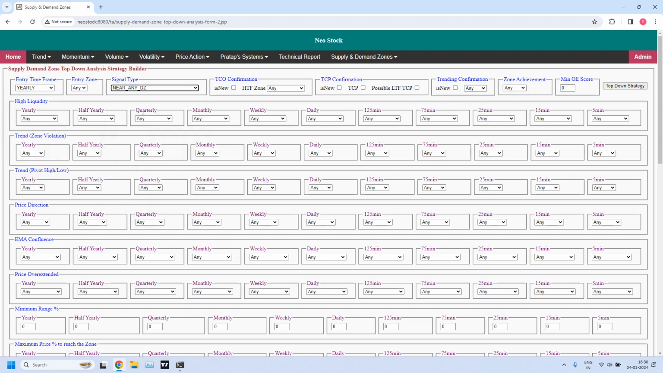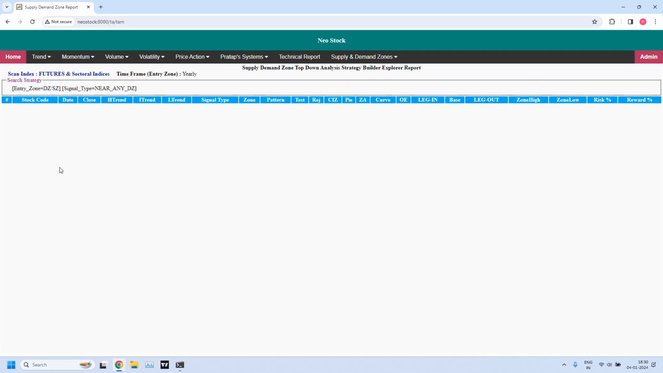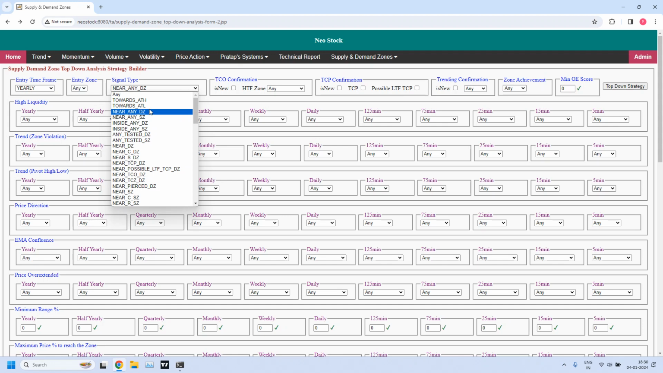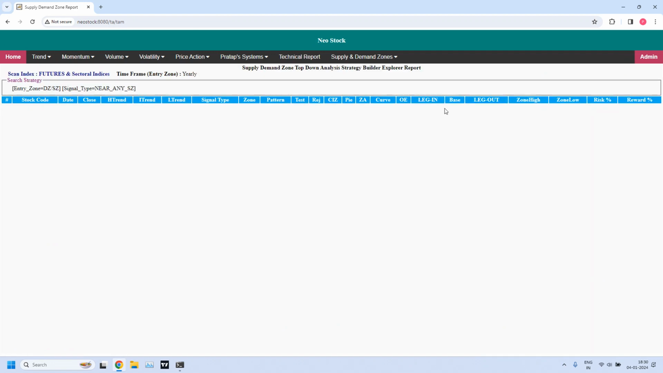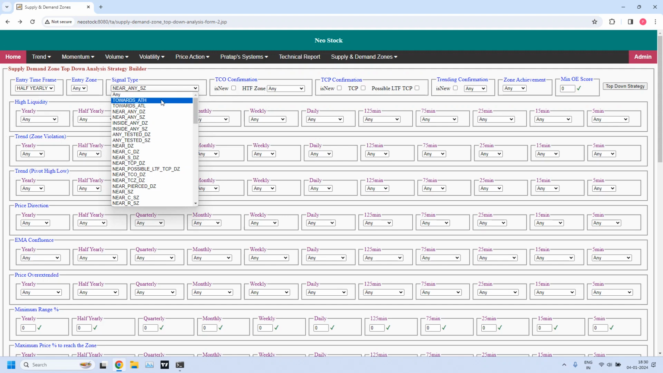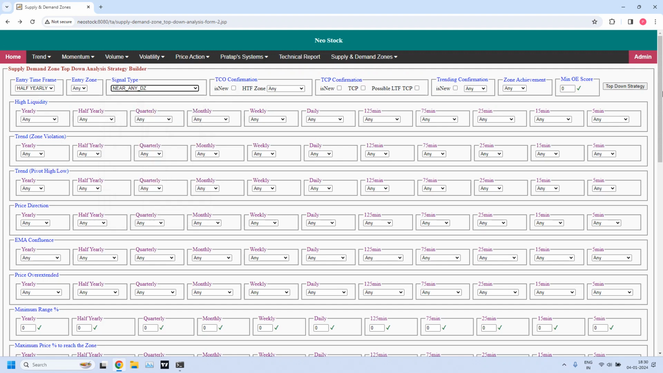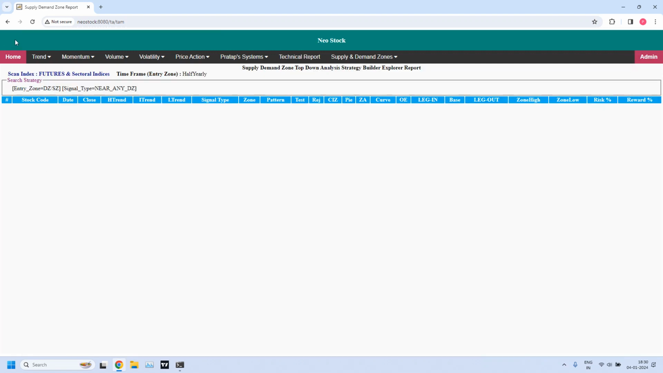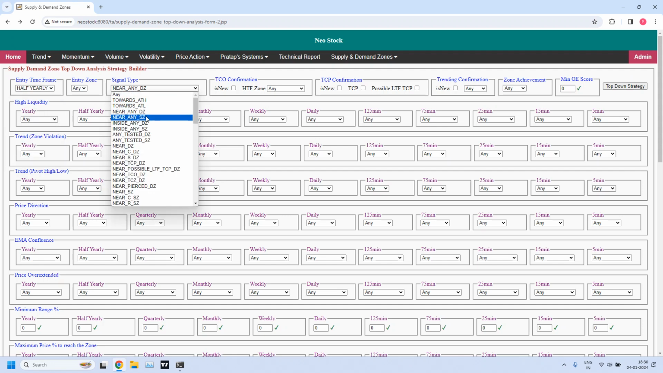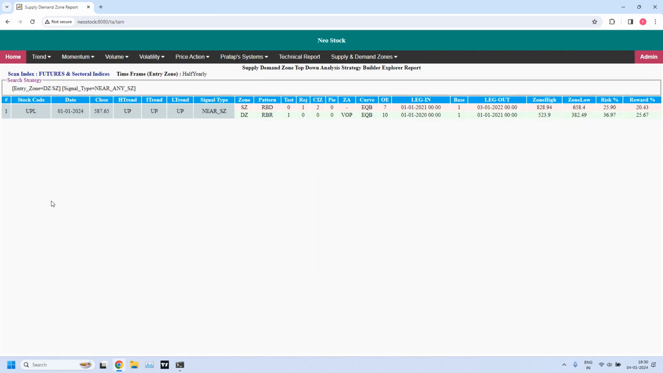Let us find the stocks near yearly demand zone. So no stocks are there. And yearly time frame, let us find the stocks near yearly supply zone. No stocks. Now let us change the time frame to half yearly time frame. Let us find the stocks near half yearly demand zone. No stocks. And half yearly time frame, let us find the stocks near half yearly supply zone. So one stock is identified, UPL.